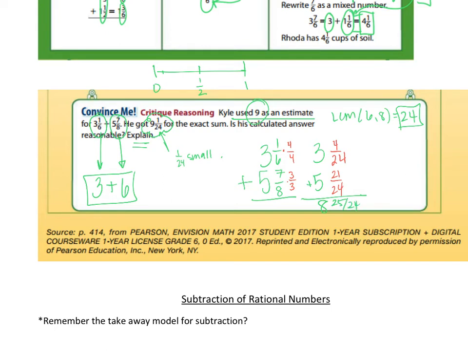But when you look at that 25/24, you can see that we have made one whole. So we have 8 plus 1 whole, and then 1 guy left over, which is 9 1/24. Yay, Kyle did a good job, and you did too. You got that, 9 1 over 24.